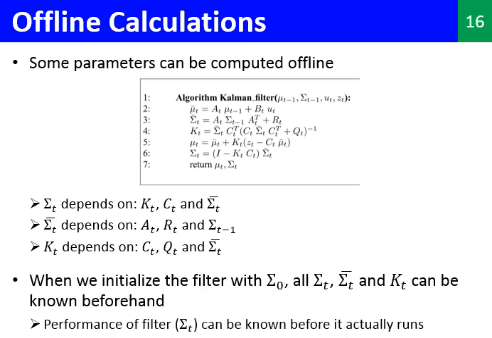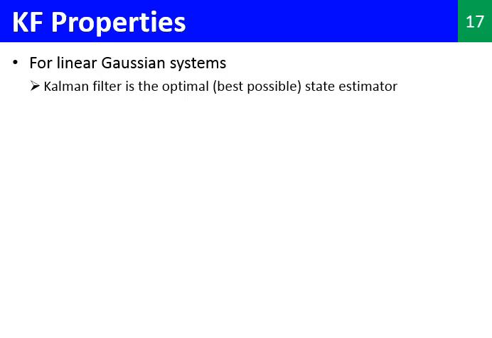As a result, we can know the performance of the filter in terms of uncertainty before the system is run. So why do many researchers and engineers prefer the Kalman filter and use it as the workhorse for state estimation problems? Well, it can be mathematically shown that it is the optimal state estimator for linear Gaussian systems.